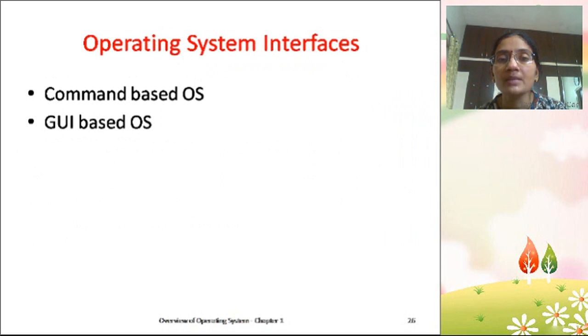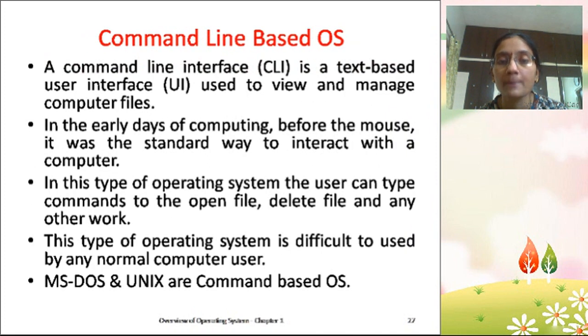Next is the operating system interfaces. There are two different types of interfaces, command line based OS and GUI based OS. The command line based interface is the text-based user interface used to view and manage the computer files. In the early days of computing, before the mouse, it was the standard way to interact with the computer.